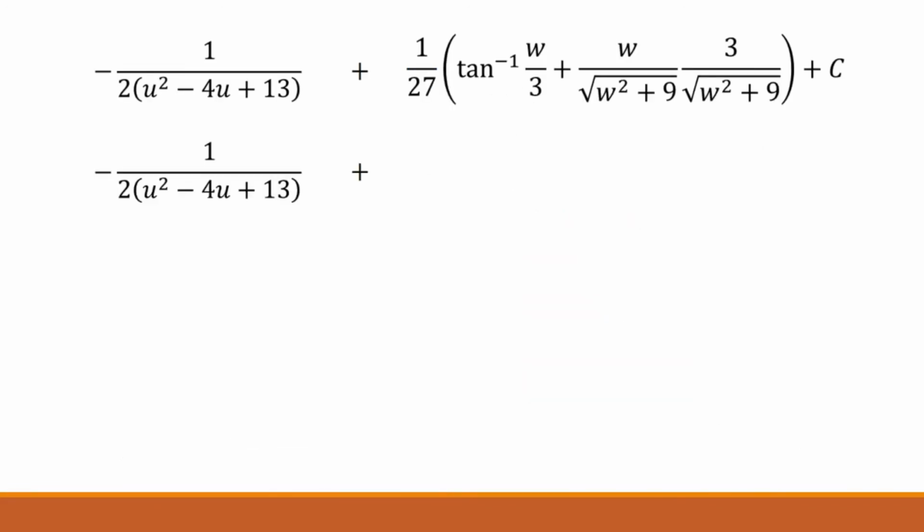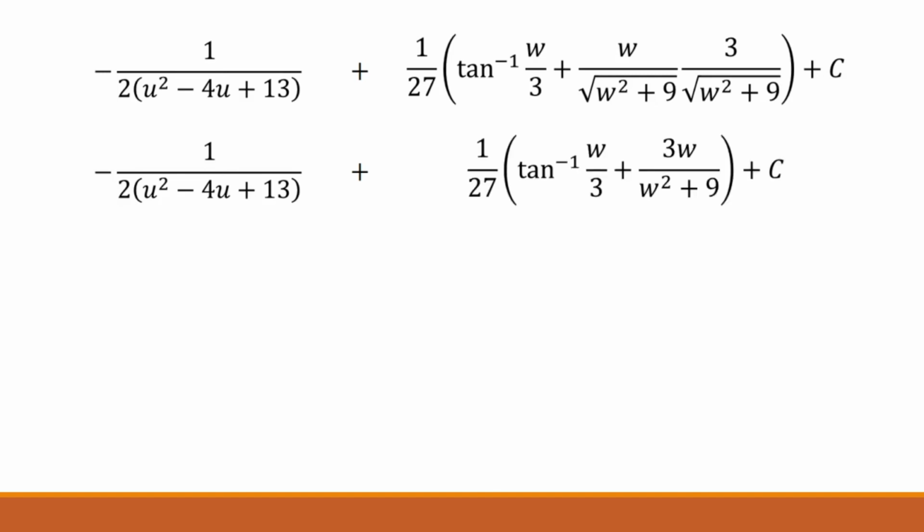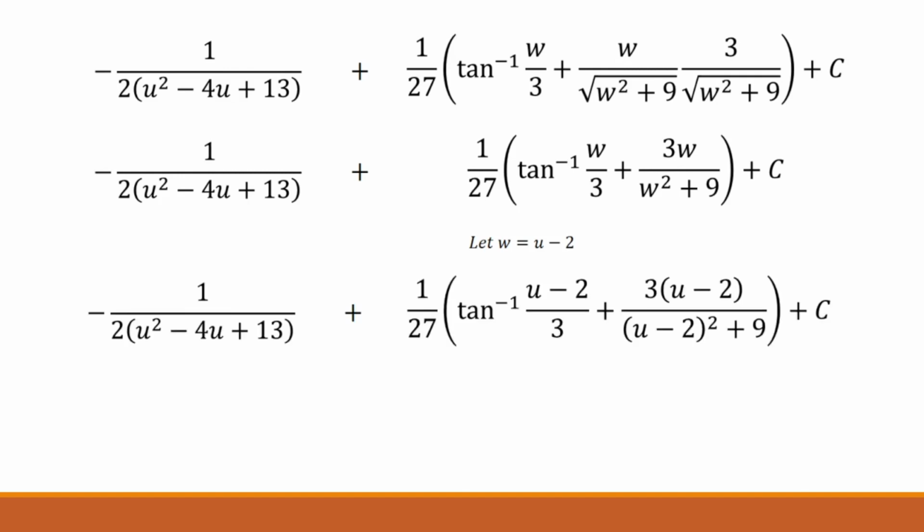First I'm going to multiply the denominator, so the square root of w squared plus 9 times the square root of w squared plus 9 will just turn into w squared plus 9. And then we're going to go back into the substitution. We had let w be u minus 2. So we're going to replace every w with u minus 2. And that is my final answer.